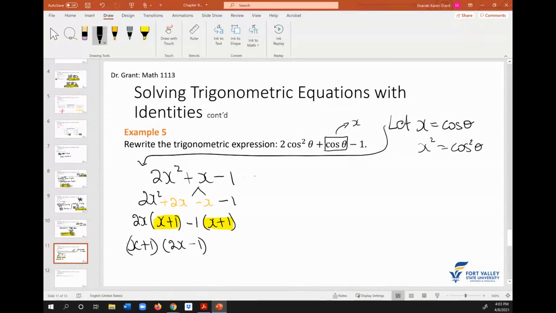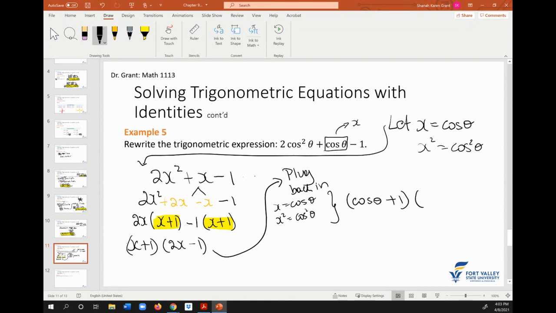But remember, plug back in. Where we had x equals cosine theta, and x squared is what? Cosine squared theta. So I can plug this back in. So this means I have cosine theta plus 1 times 2 cosine theta minus 1.